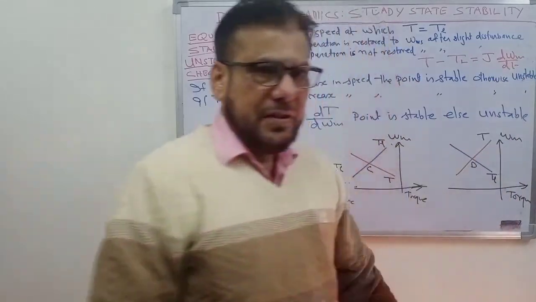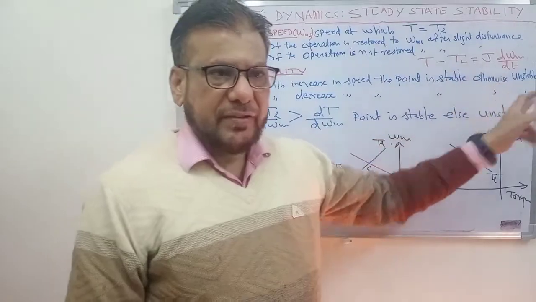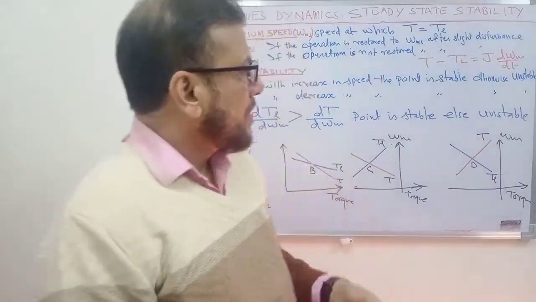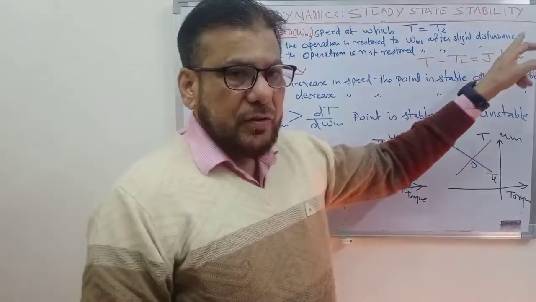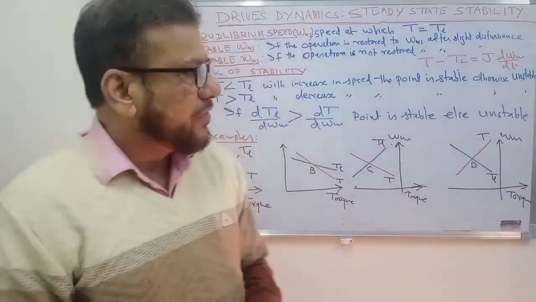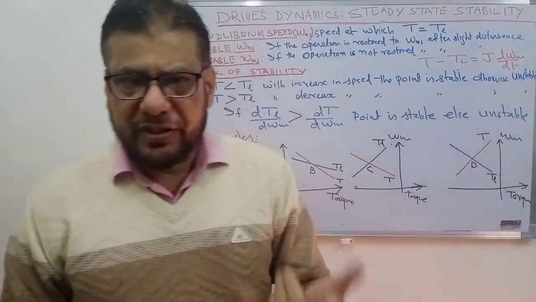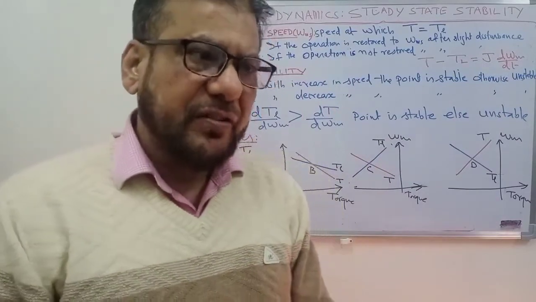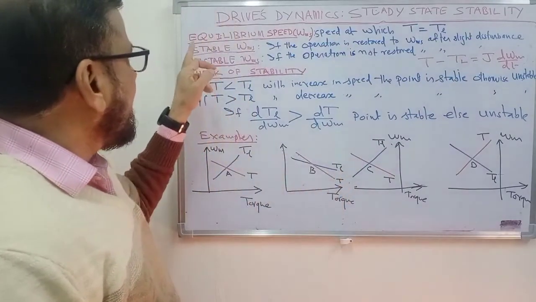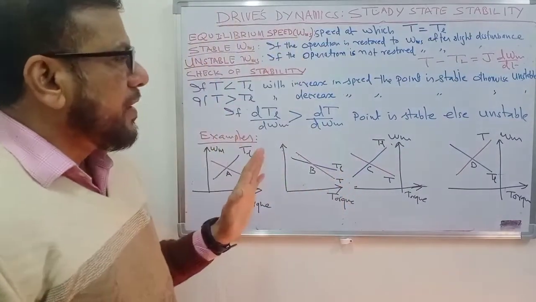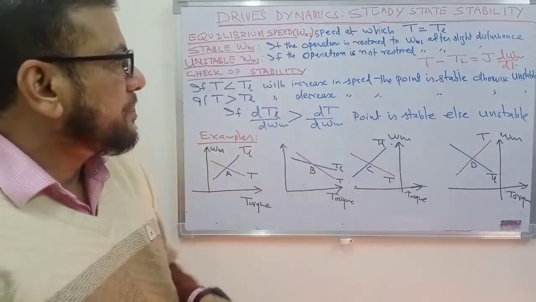So we have seen that when the motor torque is more than the load torque, the motor accelerates, speed increases. When the load torque is more than the motor torque, this term is negative, the speed decreases. And when T equal to TL, then the motor neither accelerates nor decelerates, but runs at a constant speed. That speed we call as equilibrium speed, or you can say that this is the steady state speed.